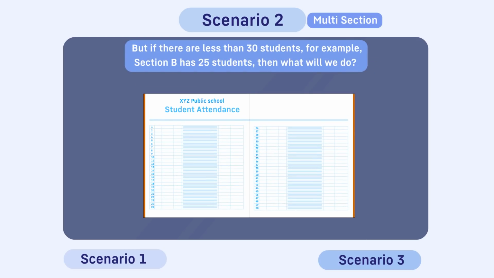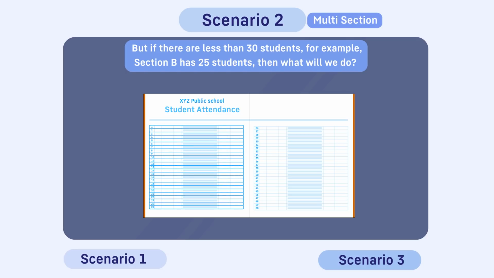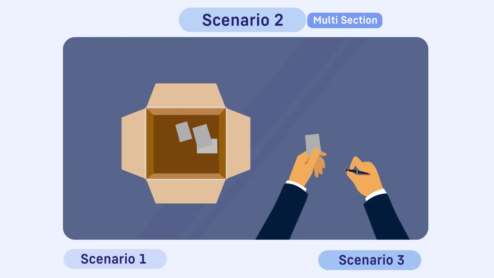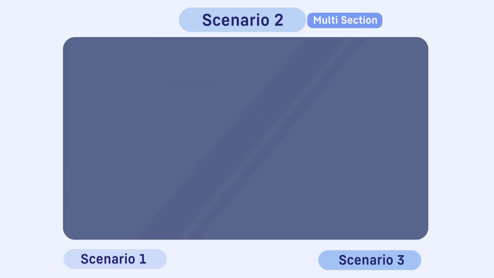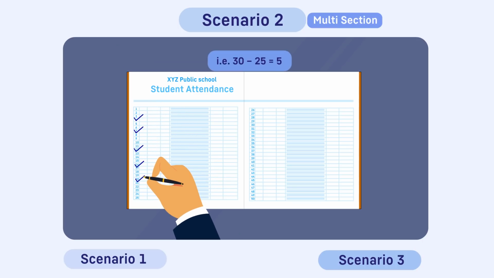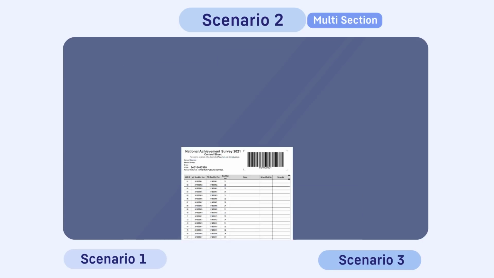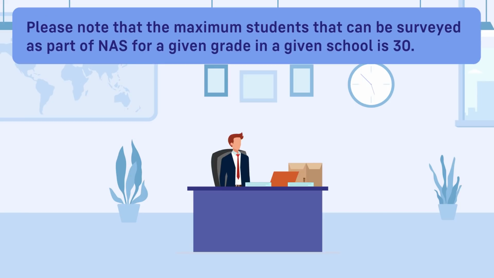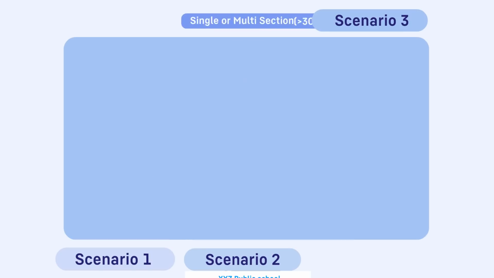But if there are less than 30 students, for example, section B has 25 students, then what will we do? As we have other sections, A, C, D, E, we will repeat the chit and draw method and get another section, for example, section C. And from this section, we will randomly pick 5 students to fill the gap. That is, 30 minus 25 is equal to 5. Update the control sheet accordingly with help of the student attendance register. Please note that the maximum students that can be surveyed as part of NAS for a given grade in a given school is 30.